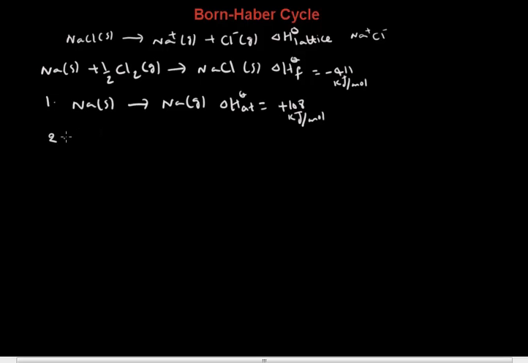Step 2, similarly, the half chlorine molecule that we have, which is in gaseous state under standard conditions, also dissociates to form free chlorine atoms. The process is simply dissociation. You're splitting up a molecule into free atoms. So we can call that delta H atomization, which would be positive 122 kilojoule per mole.